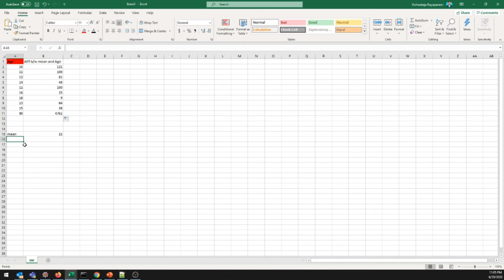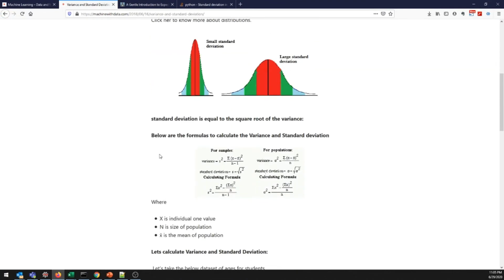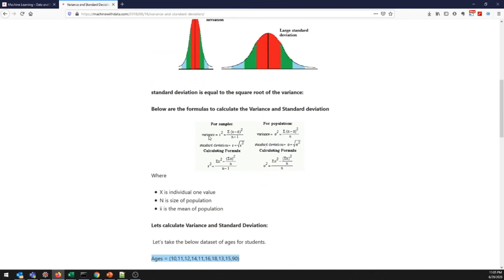Now I need to find the sum of these squares. The sum of all this is 5346. Okay, my bad, I could have shown you the formula before. This is the formula for the variance: S squared equals the summation of (x minus the mean) whole squared, divided by n minus 1, where n is the total number of values.